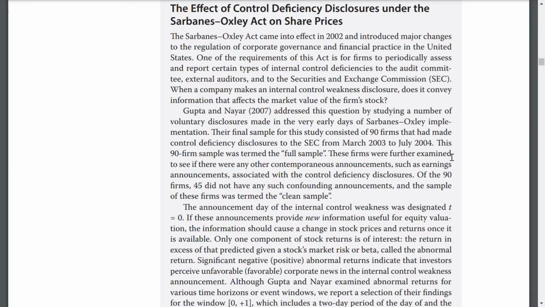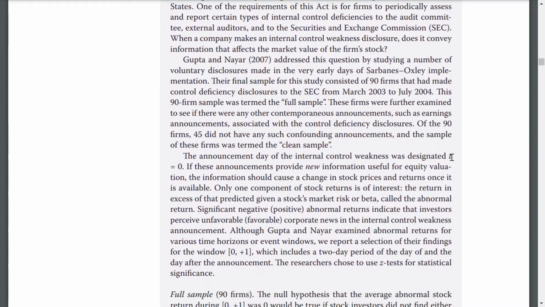When a company makes an internal control weakness disclosure, does it convey information that affects the market value of the firm's stock? Gupta and Nayar address this question by studying the number of voluntary disclosures made in the very early days of Sarbanes-Oxley, control deficiency disclosures to the SEC from March 2003 to July 2004. This 90-firm sample was termed the full sample.